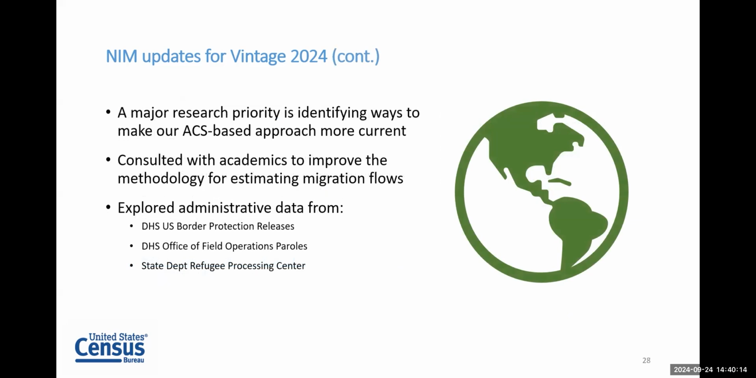So a major research priority for the population estimates program this last year has been identifying ways that we can make that ACS-based estimate more current. We've consulted with academics to try to improve our methodology for estimating these migration flows, and we've explored administrative data. So we're looking at DHS border protection releases. We're looking at DHS field operation parolees. We're also looking at State Department refugee processing data. So basically, we feel that our estimates are not capturing humanitarian migrants in that first year that they're coming here, and they're lagged. And so we know the big increase at the southern border has been a lot of humanitarian migrants. And so that's what we're looking to kind of supplement in the ACS approach. So that's something that we're planning for this next vintage of population estimates.